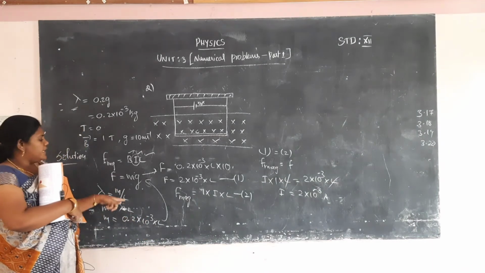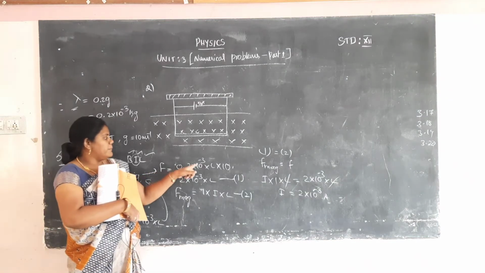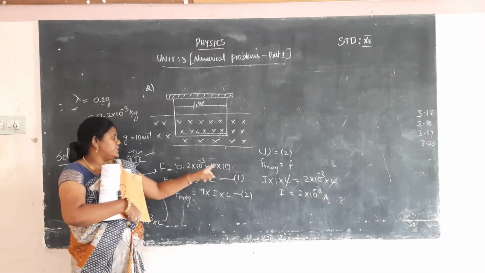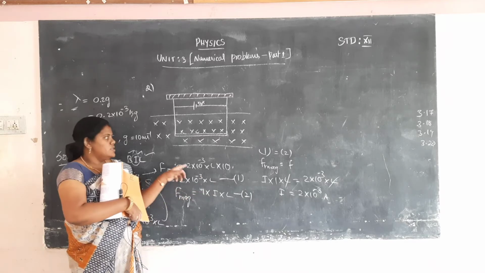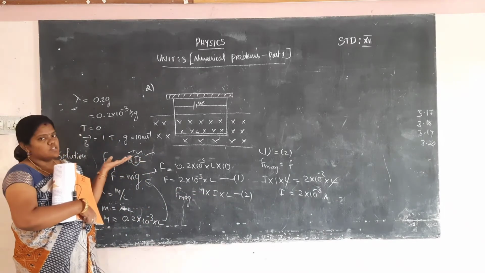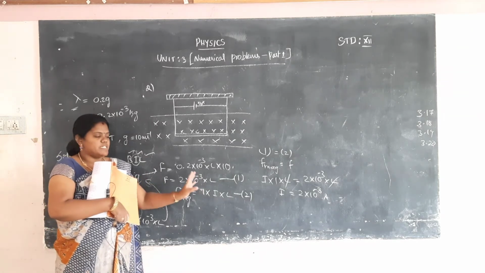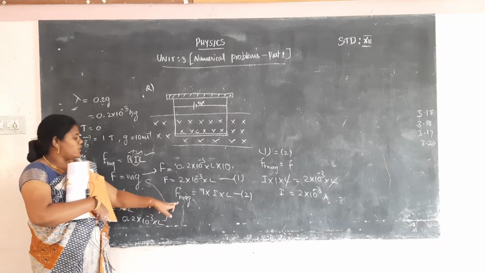Clear? And then substitute the m value in this equation. So 0.2 into 10 power minus 3 L into g value 10. So 0.2 into 10 is 2. So 2 into 10 power minus 3 into L, the length. Now the length is not mentioned in this problem, so length will just be considered as capital L. Clear? Now we calculate the magnetic Lorentz force.